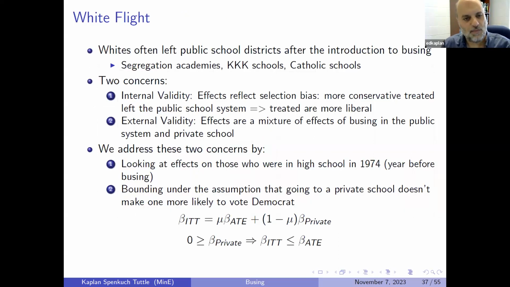One thing that you might be concerned with is that a bunch of people left the school district, and we have some evidence that this actually happened. So where did they go? A bunch of them moved. Some of them went to segregation academies. Believe it or not, there were KKK schools, and they also went to Catholic schools.